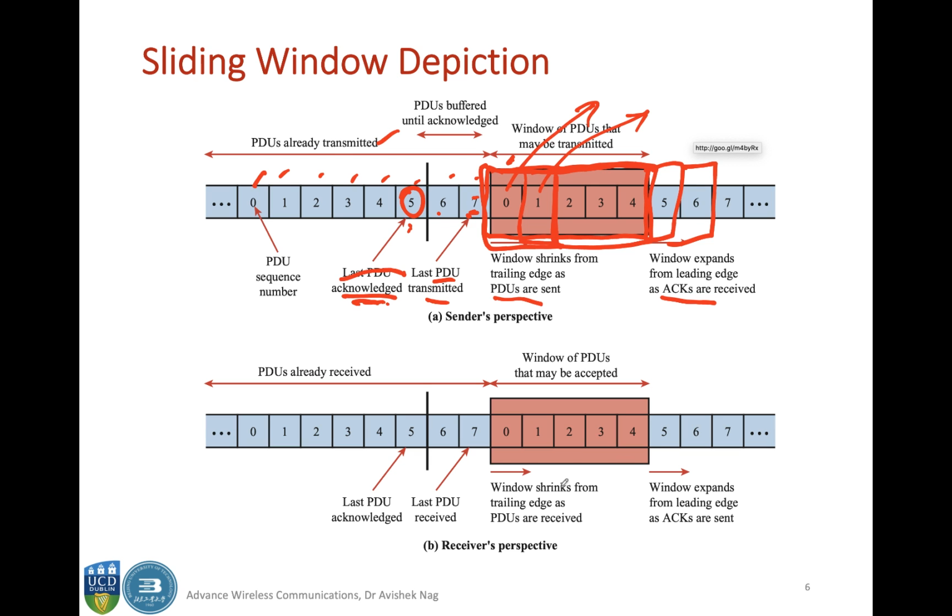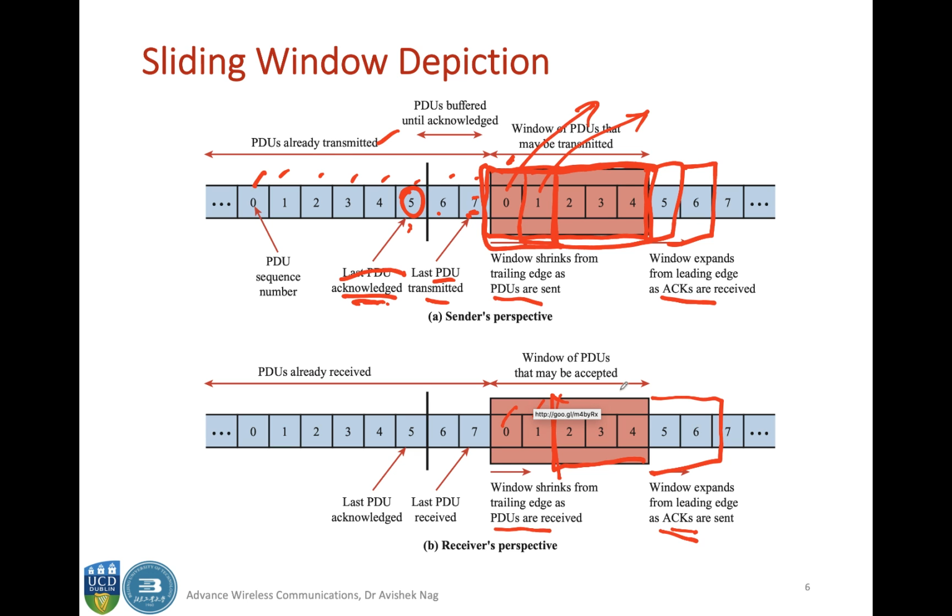Here also the window shrinks as the PDUs are received, and the window expands as acknowledgements are sent. So window expands means you can now receive more PDUs, because you have sent an acknowledgement, you are now ready to receive more PDUs, so your window can increase. The window shrinks means that you have already received these PDUs and your window size decreases.